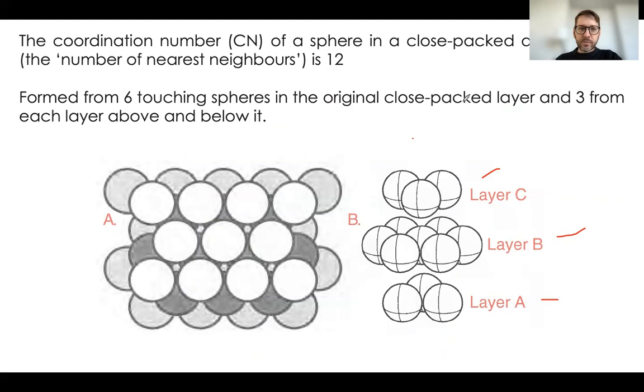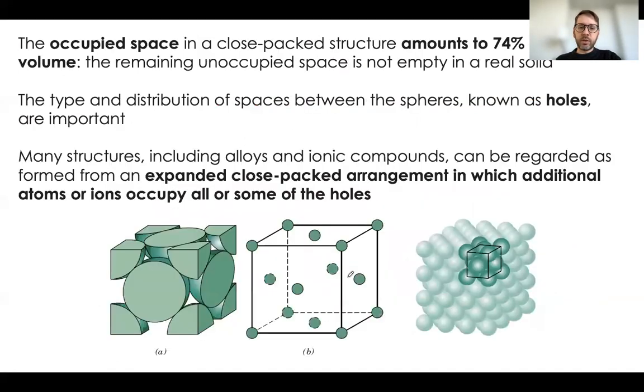So in this case, the coordination number for each one of the atoms or spheres comprising the solid here is 12. So we have 6 atoms from the touching spheres in the original closed packed layer, plus 3 from above and 3 from below. So here we have 6 in the original layer, plus 3 from above and 3 from below, giving coordination number 12.